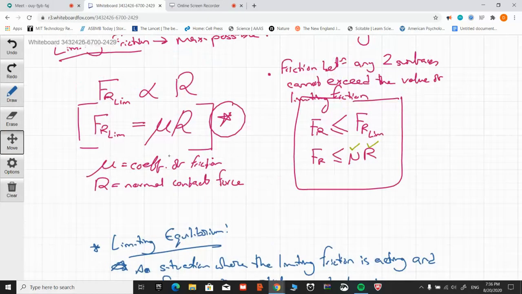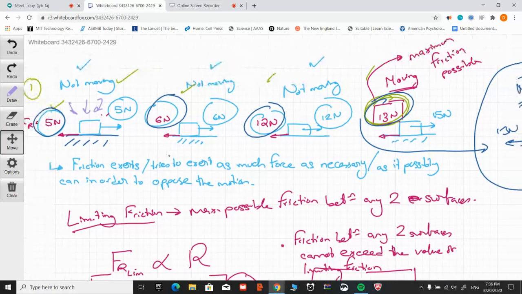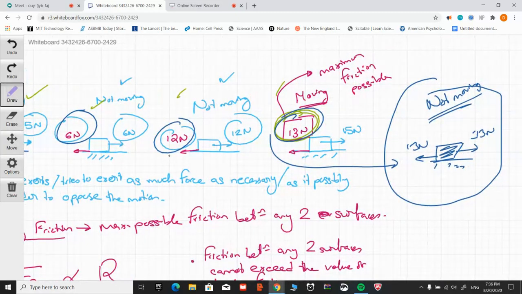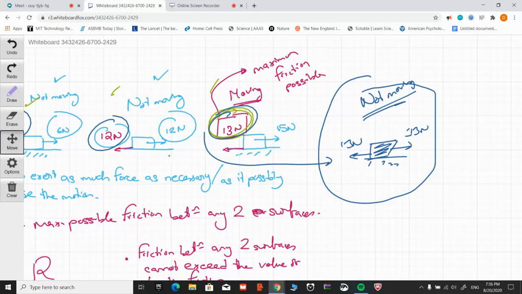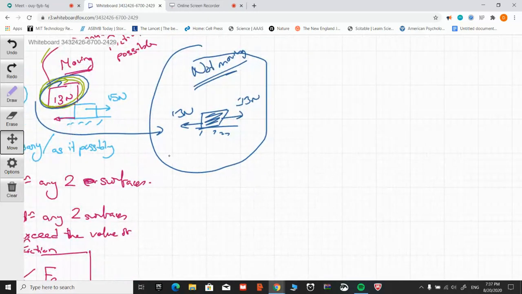তাহলে এখানে কি হচ্ছে, this is an equilibrium, this is an equilibrium, ঠিক আছে, the first diagram, but this is not a limiting equilibrium because the friction is not a limiting friction, it is not the maximum friction that's possible. This is also not a limiting equilibrium, আর এটা তো ইকুইলিব্রিয়ামই না, এটা তো অ্যাক্সেলারেট করতেছে, but this right here is an example of a limiting equilibrium.